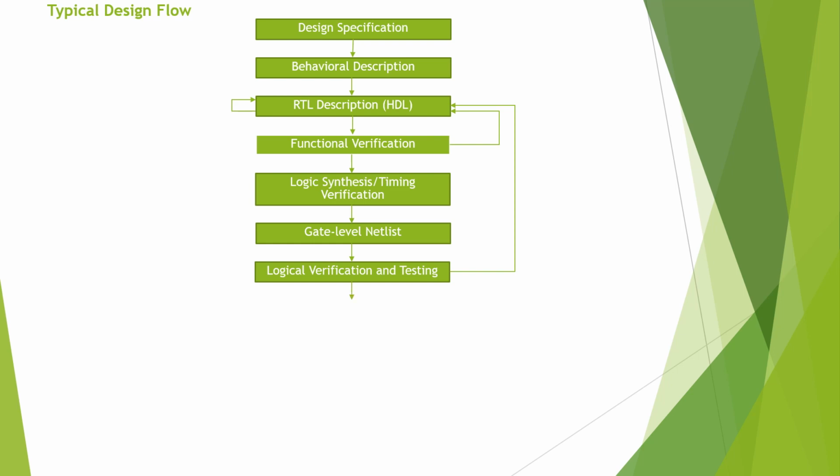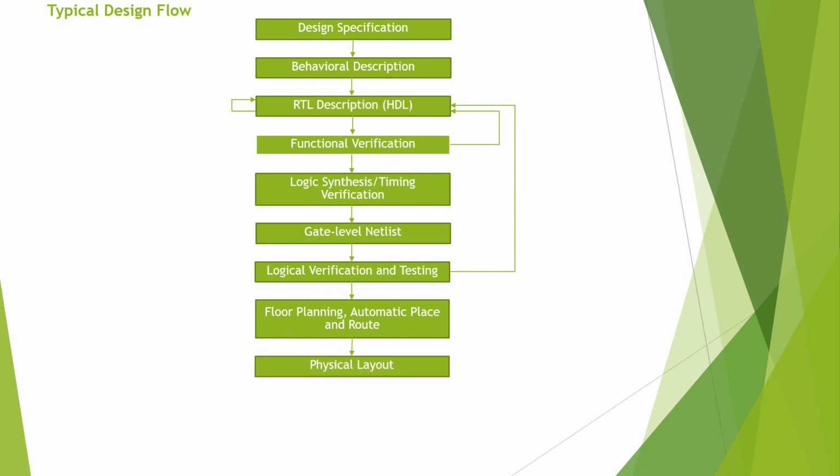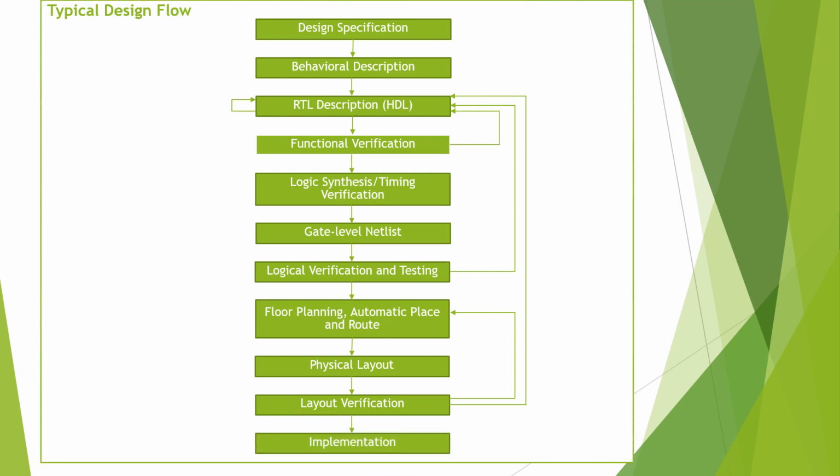Verified gate level netlist is input to an automatic place and route tool which creates a physical layout. Again, the physical layout is verified. If there is any issue, then either it goes back to floor planning or the designer to fix the design. Once it is fixed, it will go to chip fabrication. So that's how the chip fabrication flow is.